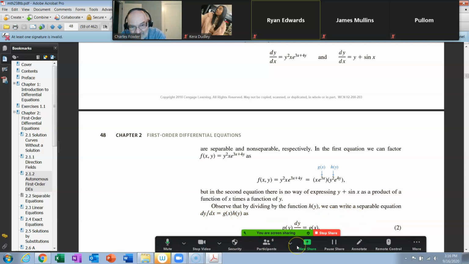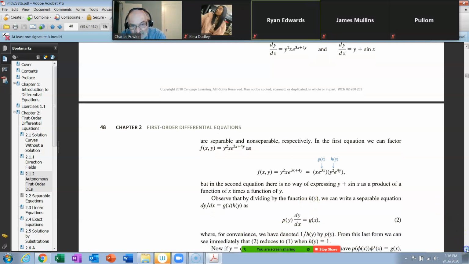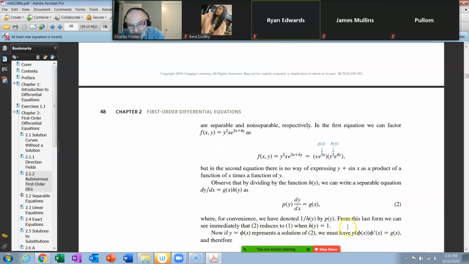So what they do, rather than just divide by h and basically multiply by dx, they first write it like this, divide by h, okay? And then they now call that a new function. P of y is 1 over h of y. Why? Who cares, okay? From that last form, you can see immediately that this will then reduce to a separable function if you just write it in differential form, and you got it.